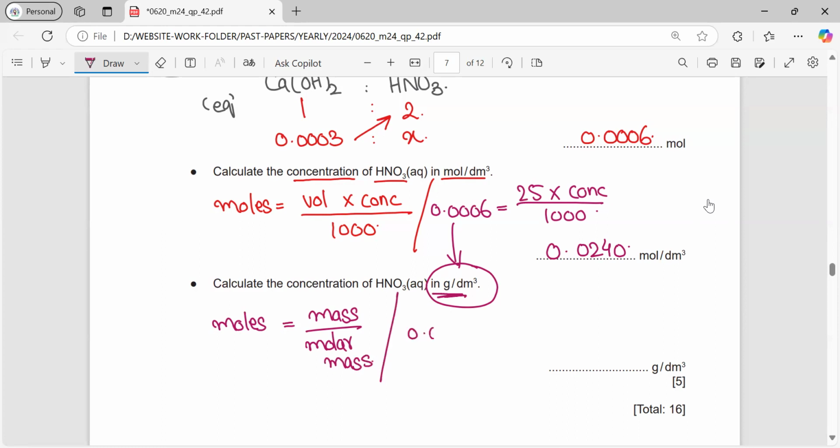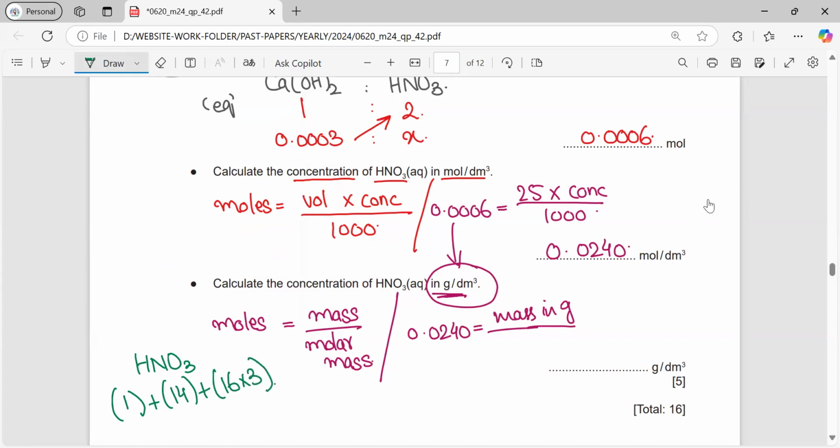The moles here are 0.0240. We need to find the mass in grams. And the molar mass of HNO3 will be hydrogen 1 plus nitrogen 14 plus oxygen 16 into 3, and nitric acid is 63. We'll take it on this side and multiply. The answer is 1.51. 1.51 gram per decimeter cube is the concentration of nitric acid.